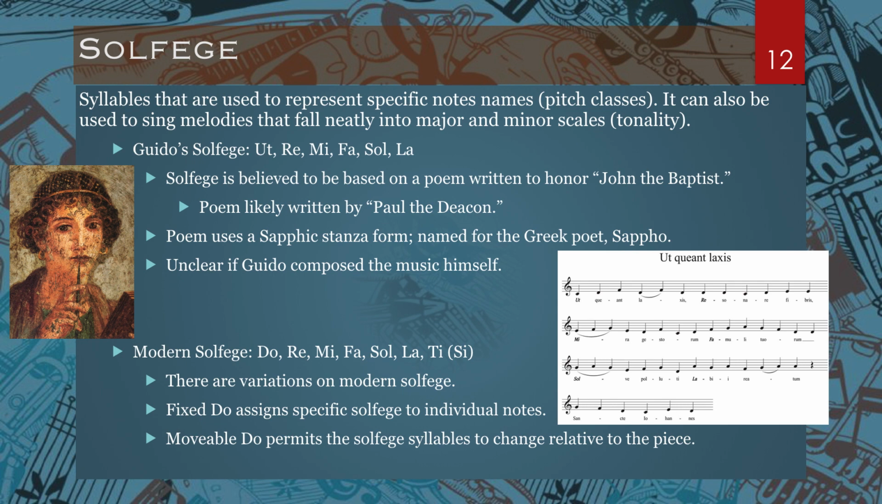Movable Do permits the solfege syllables to change relative to the piece. Now this is a more advanced concept, and in order to understand how movable Do works, you first need to understand key signatures. So we don't talk about movable Do in this course until the very end.